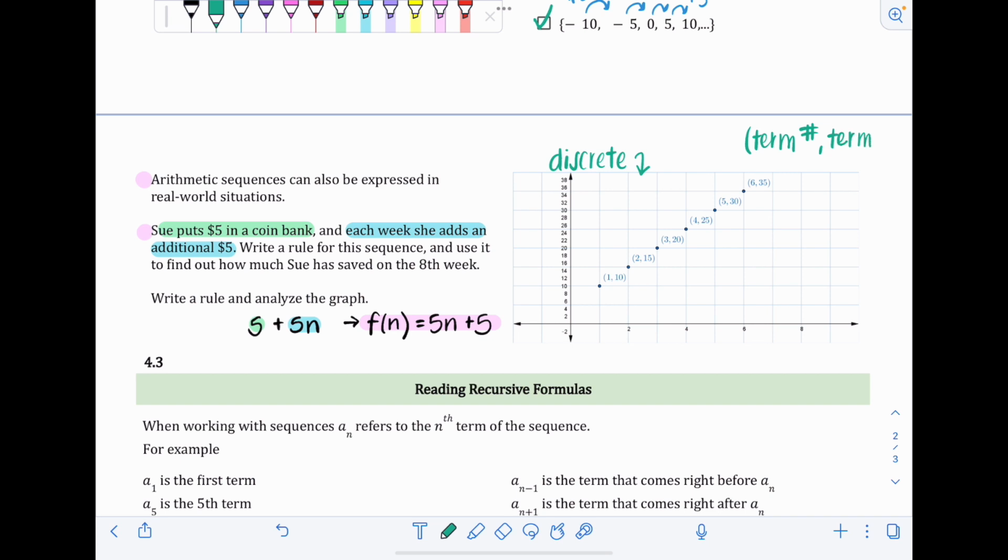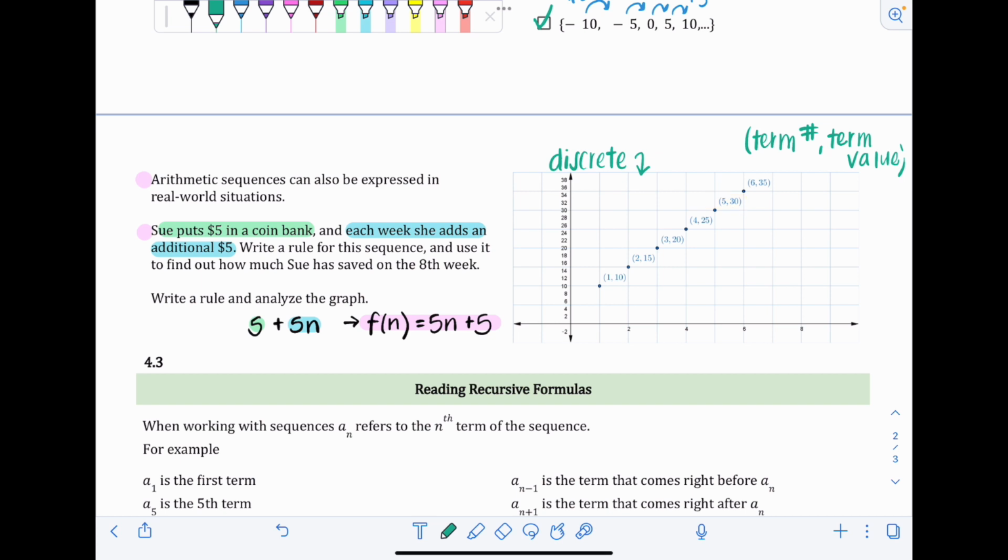So if we look at 5, 30, that means term number 5, or week number 5, she will have saved $30.